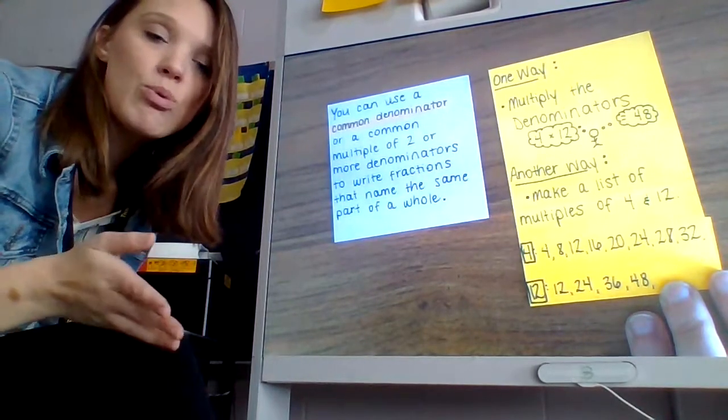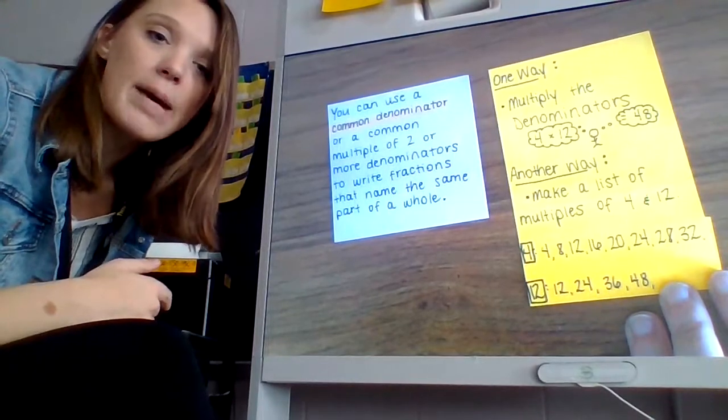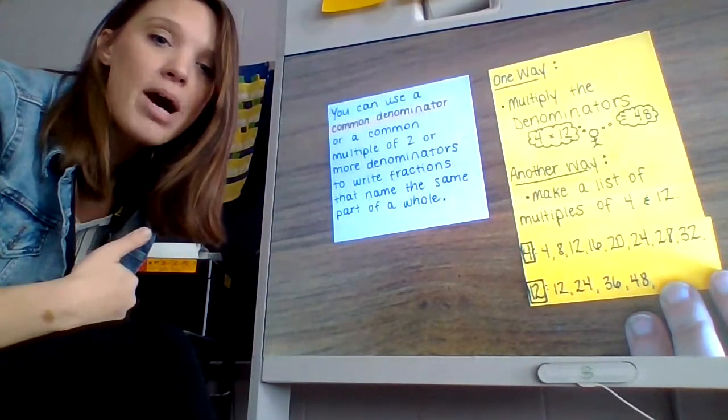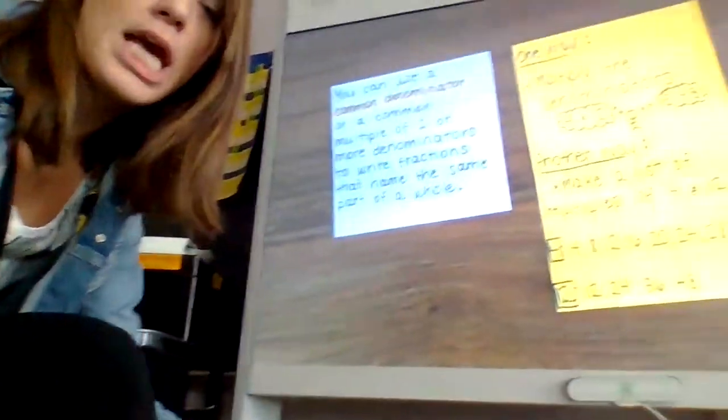So let's use this work in actual practice. I'm going to do a couple of examples from tonight's homework, and I will go through step by step on how to solve. I will be explaining my thinking as well.